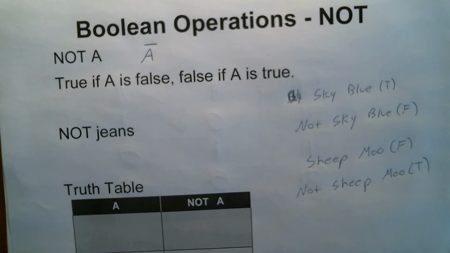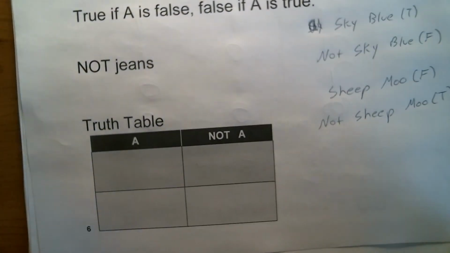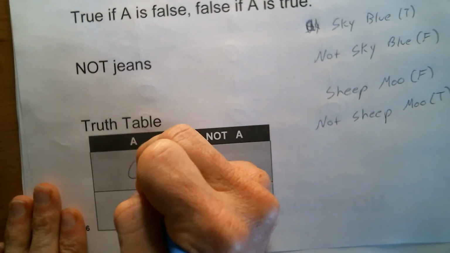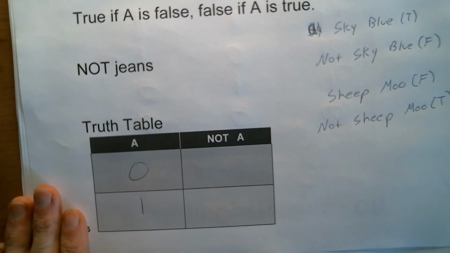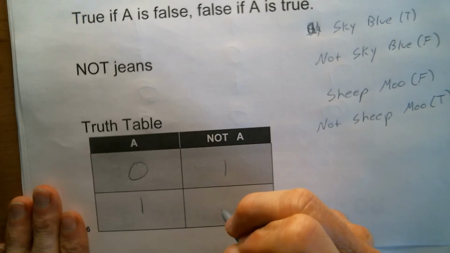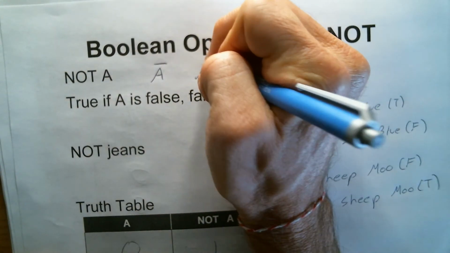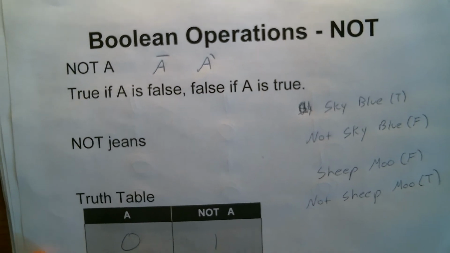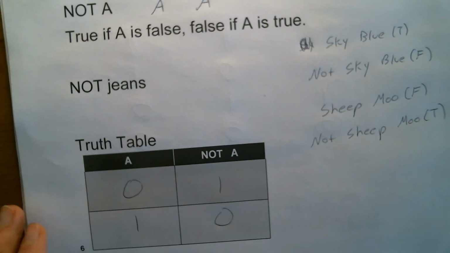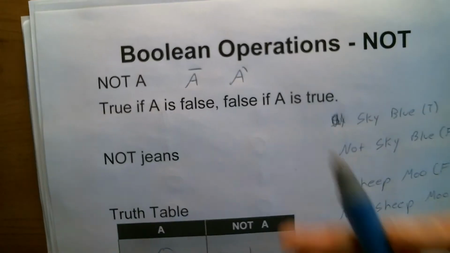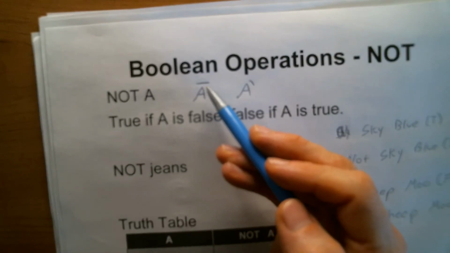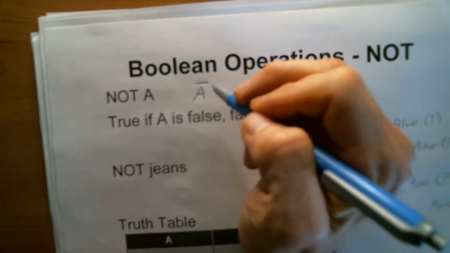All right. So truth table for this, we only have one input. So this one's pretty hard not to keep organized. And not A would just flip those around. Sometimes you actually also see it like this. Okay, either one of those. But most of the time in this class, we're just going to use this one. So this is the one you want to focus on.